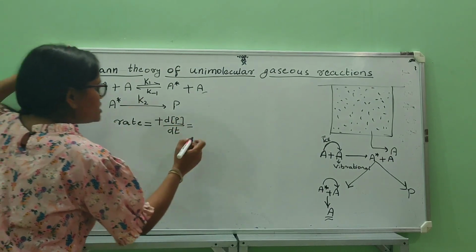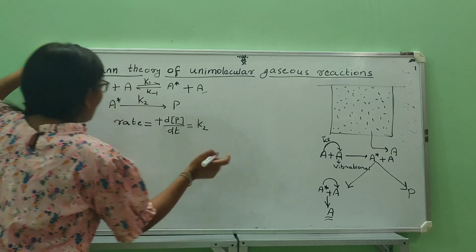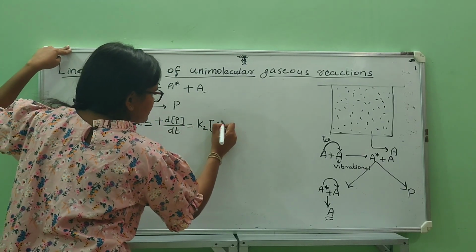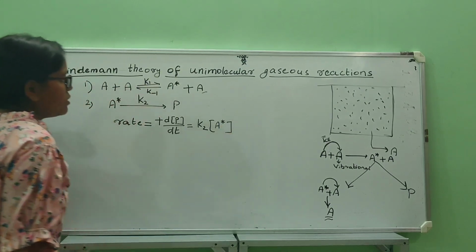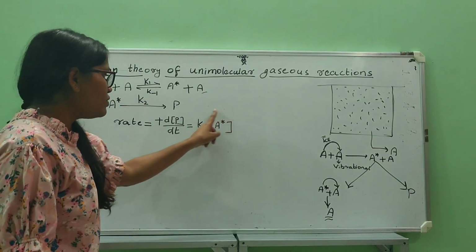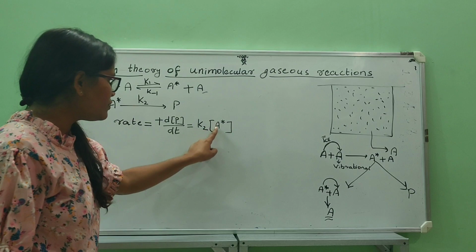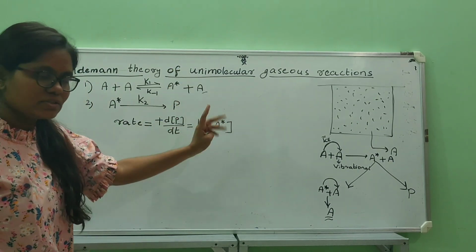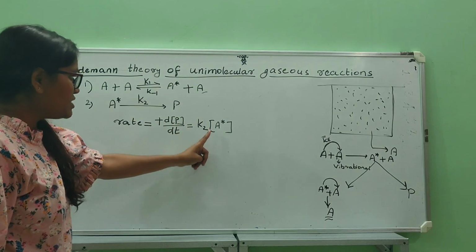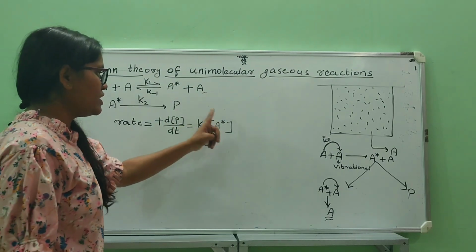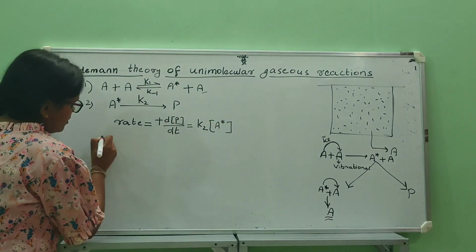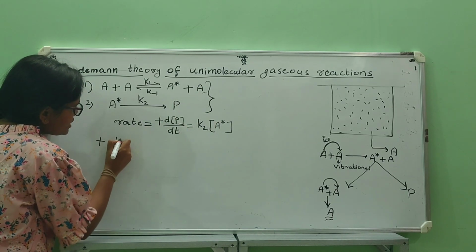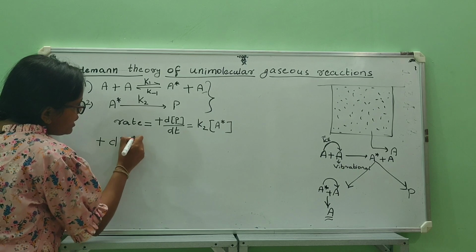So what is the rate constant here? K2, and the concentration of reactant is A star. But we do not have the value of the concentration of A star. How do we find this A star? We can find it by finding the rate of formation of A star. So from these two steps we will find the rate of formation of A star.